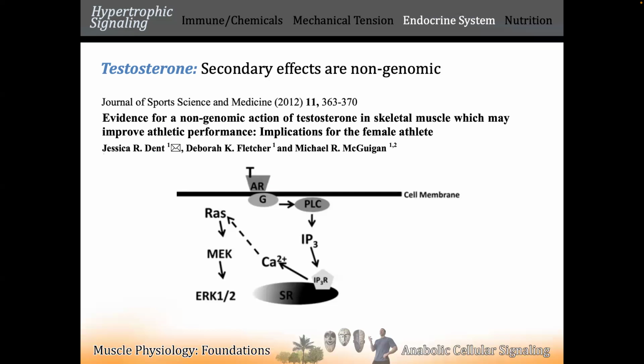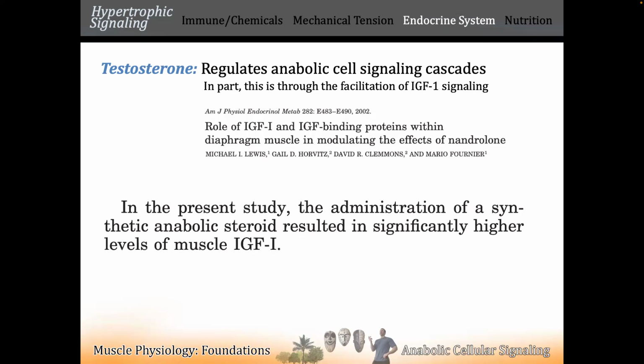You can inhibit this with G protein inhibitors. And so this seems to be well observed. But we'll talk more about calcium in just a minute. This is just another non-nucleic mechanism of testosterone.